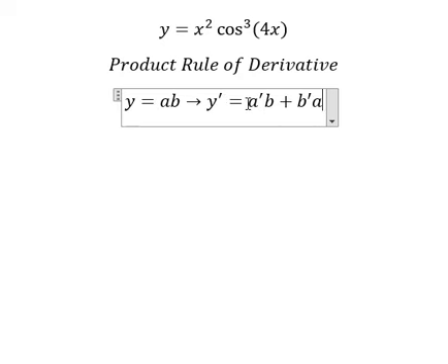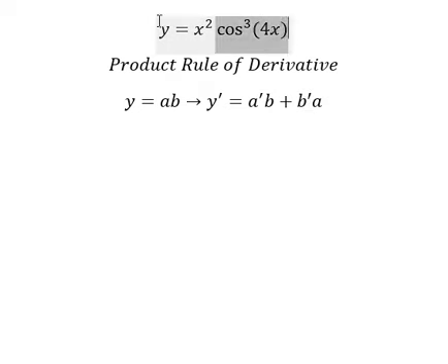That means we need to do the first derivative of a multiplied by b. Later, we need to do the first derivative of b multiplied by a. So if we apply this one, we have like this.